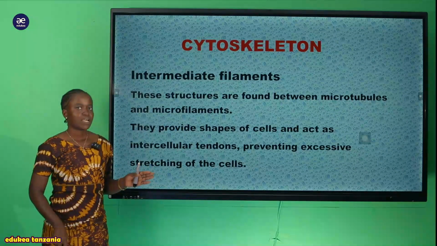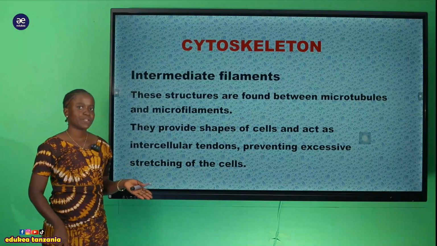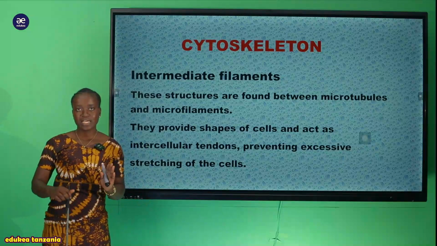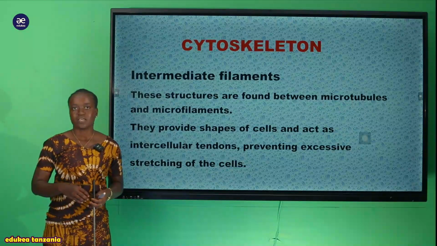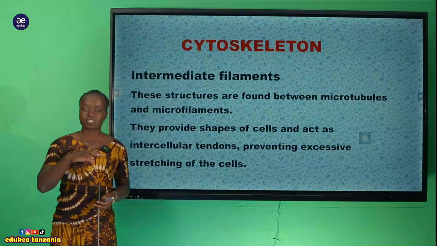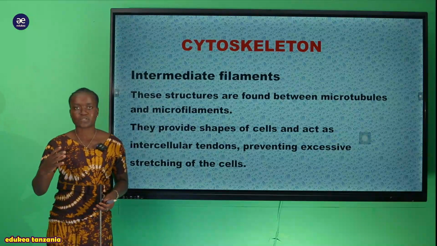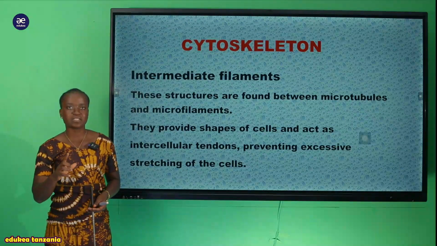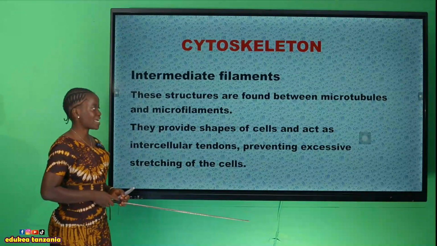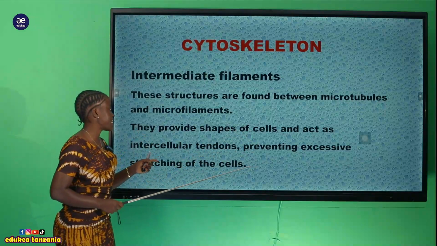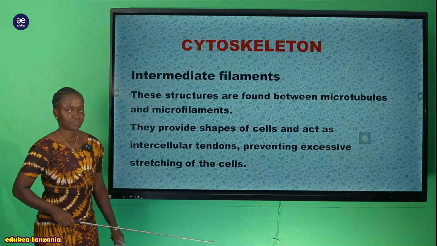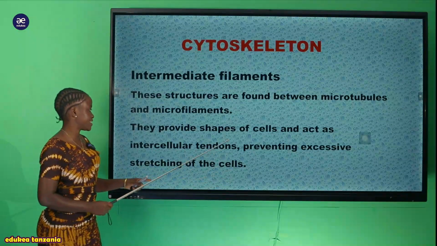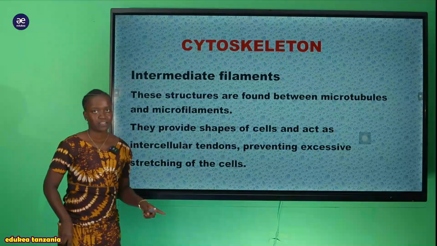intermediate filament is the same as what I've already explained to you. That is, it provides shape to a cell. So ile cell, for instance, maybe a white blood cell unaiona in that shape, or animal cell or a plant cell in that fixed shape, is due to the presence of the intermediate filament. But also this intermediate filament, they act as intercellular tendons, so that they tend to prevent the excessive stretching of a cell.